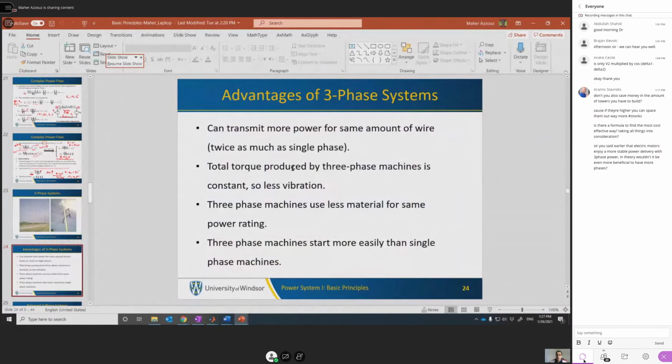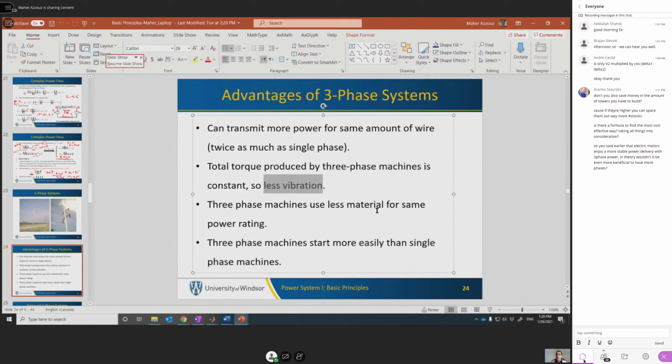Okay, so as I told you, the total torque in three-phase machines is smooth, constant, with less vibration. I'm telling you less vibration, I didn't say no vibration. Why? Because if the system is unbalanced, then we will have slight vibrations as compared to single-phase systems. Three-phase machines use less materials.